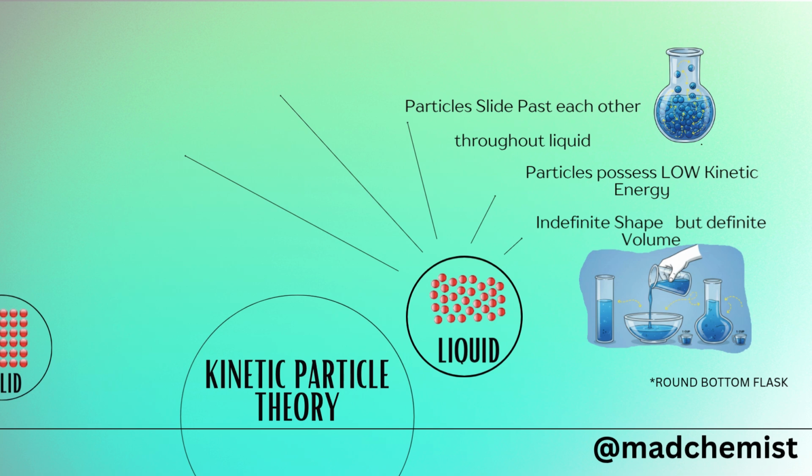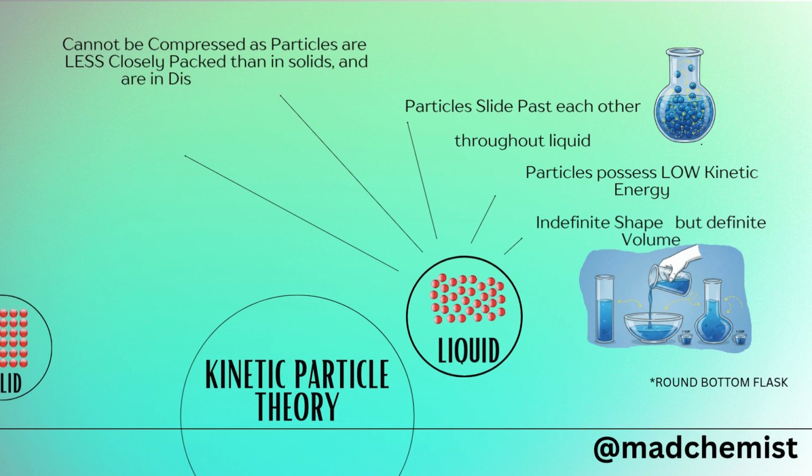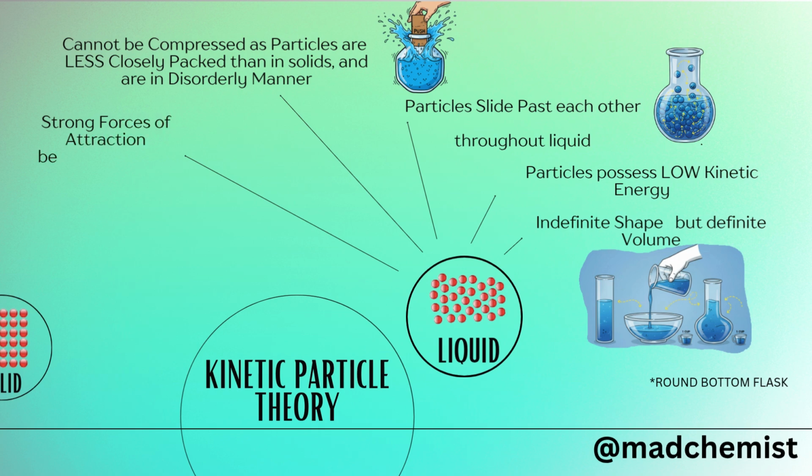The fourth property is they cannot be compressed as particles are less closely packed than in solids and are in a disorderly manner. This property shows their arrangement: they are closely packed but less closely as compared to solids, and the arrangement of particles is disorderly. So they also cannot be compressed because they have very small spaces between their particles. The fifth property is they have strong forces of attraction between their particles that are less strong than solids.